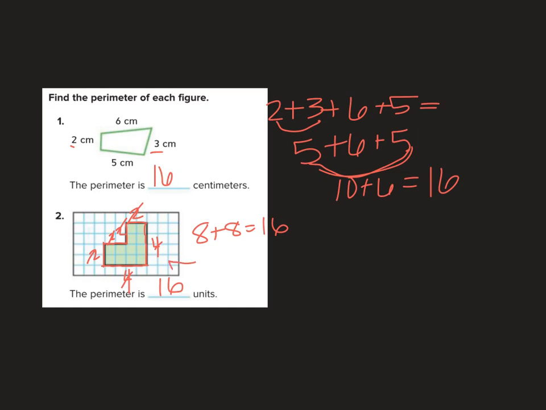Now notice we're calling these units because it didn't tell us how much each square is equal to. So if ever you get a question like this and you're like, well, what do I put? Do I put centimeters, miles, meters, inches, whatever. If it's just squares, you just put the word units for your unit.